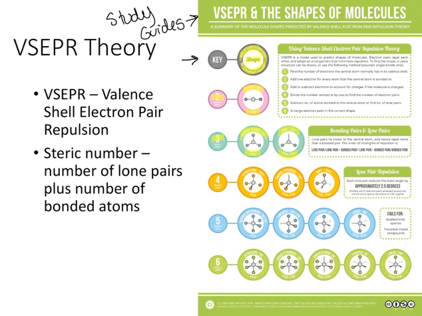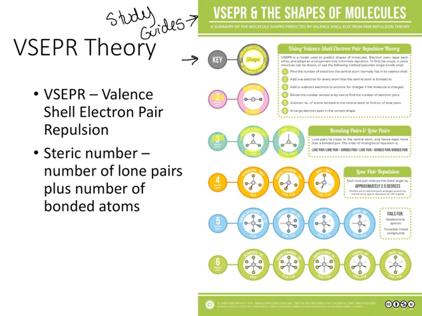Now you'll notice that the bond angle there is a tiny bit less than for trigonal planar. This has to do with the fact that lone pairs actually push bonded atoms a little bit further away. So lone pairs take up a little more space than bonded atoms.